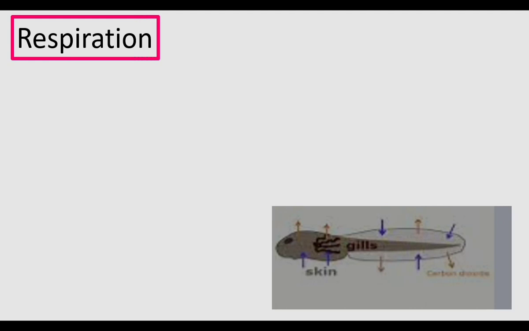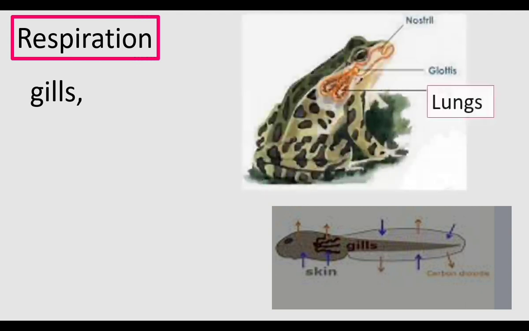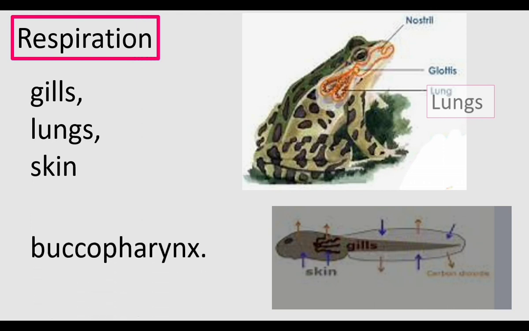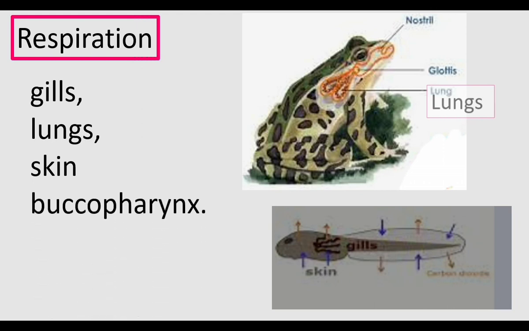Amphibians respire by using gills in young form. The young one of amphibians are tadpoles. Tadpoles are fish-like forms. They use gills for respiration. But the adult frog respires using lungs. The air enters into the lungs. Skin also helps the respiration. Skin is moist.